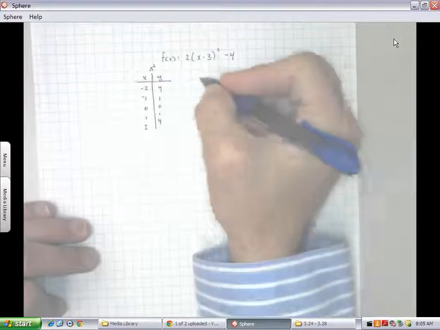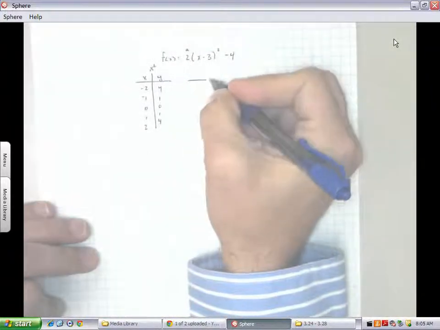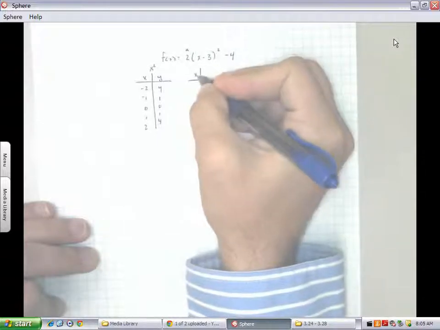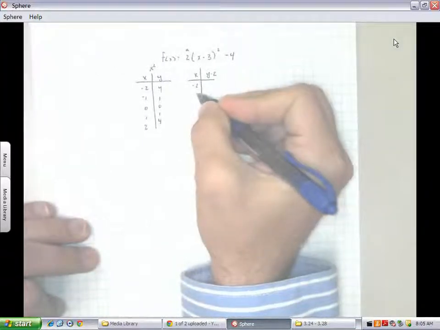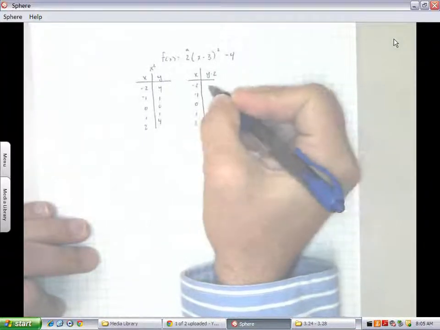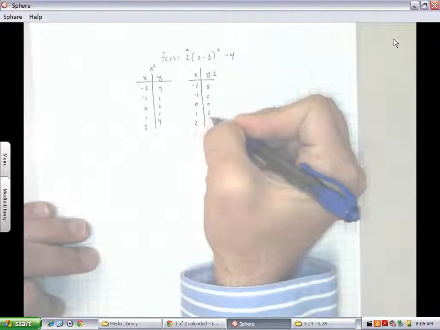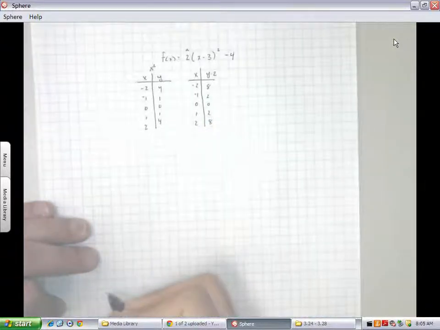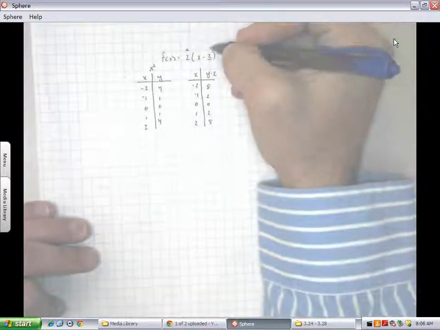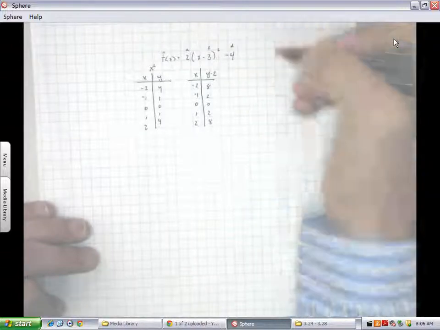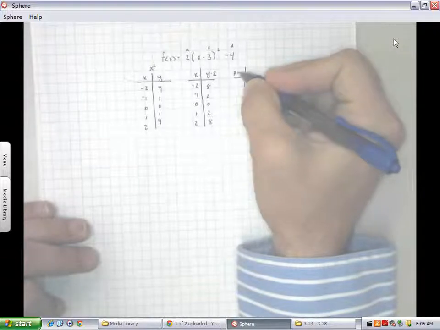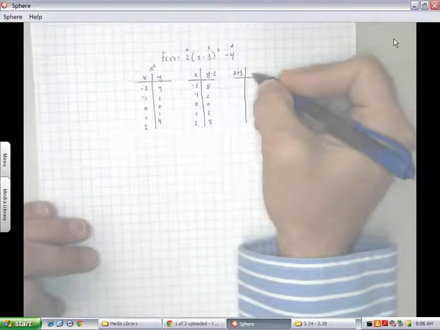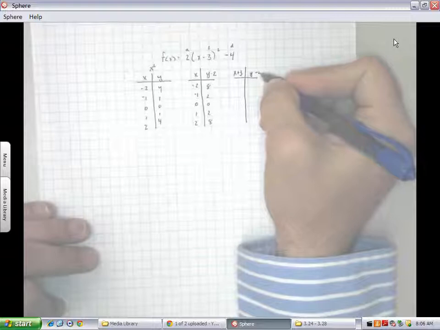Now, I notice that my a is 2, so that's going to multiply or stretch all of my y's. So my x's are going to remain the same, but my y's are all going to be doubled. I notice my c is -3, my d is -4, so that's going to take all of my x's and add 3 to them. It's going to take all of my y's and subtract 4 from them.